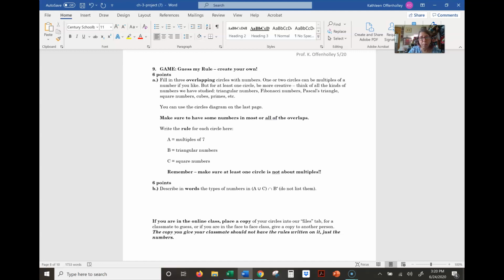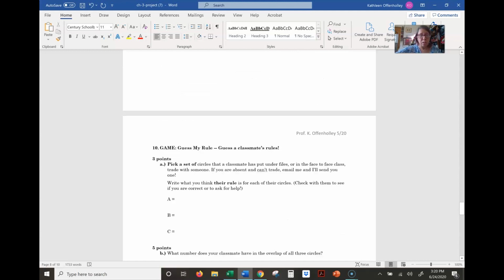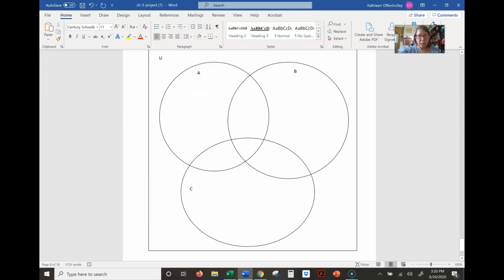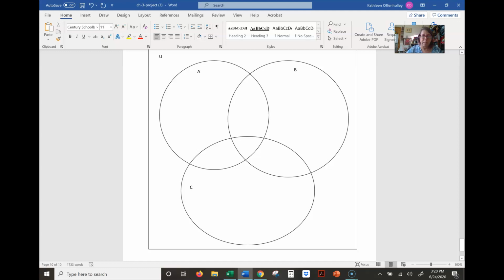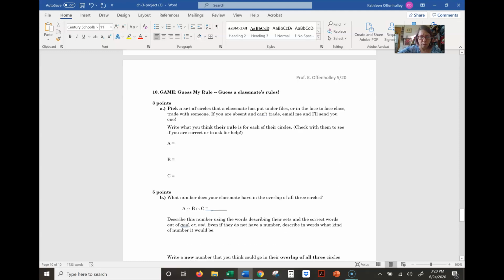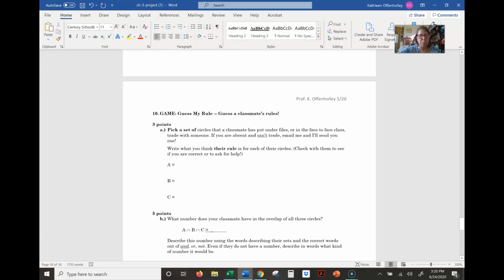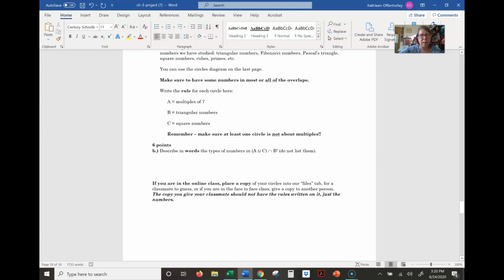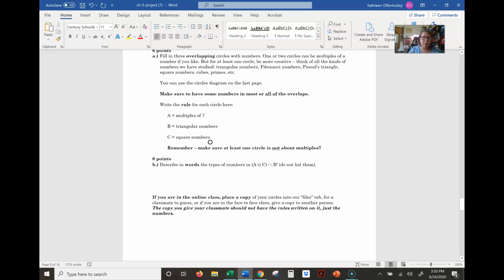These can be any rules that you like, and it would be good if you could have some numbers in most of the overlaps between them, because remember, somebody else is going to try to guess your rule. So I have made up 3 rules, and I'm going to start filling in my circles. You can use the circles at the end of the project, or you can draw your own circles. It doesn't matter. I'm going to do multiples of 7, triangular numbers and square numbers.